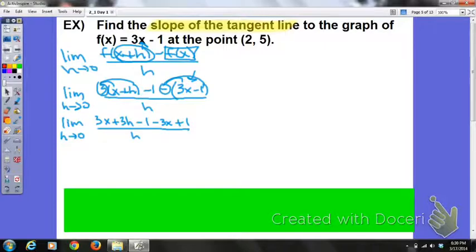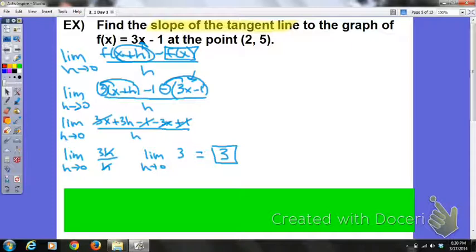over h. Now we need to start simplifying. We have a positive and a negative 3x. Those are going to cancel. Positive and negative 1, those are going to cancel. So we're calculating the limit as h approaches 0 of 3h over h. We can now cancel, and we know that if we're finding the limit of a constant, the answer is going to be that constant. So the slope of the tangent line to the graph of f of x equals 3x minus 1 at the point 2, 5 is going to be 3.